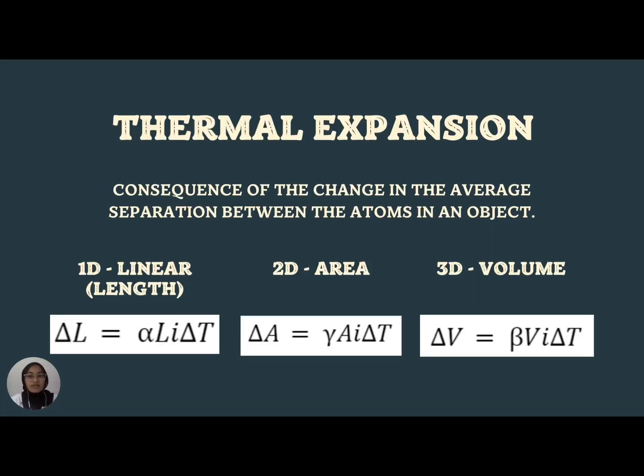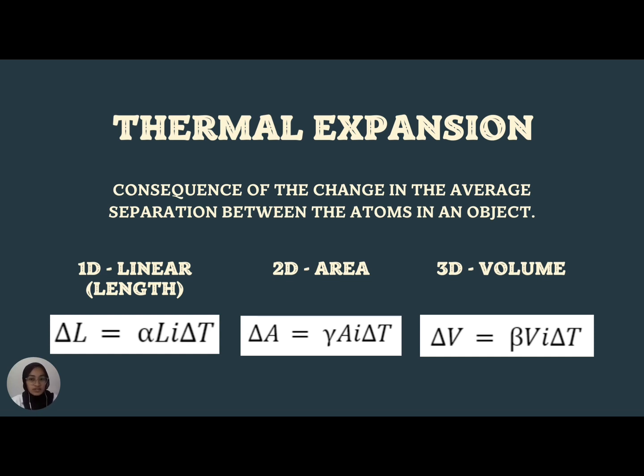First, thermal expansion is a consequence of the change in the average separation between the atoms in an object. So we have three types of thermal expansion: 1D for length, also called linear expansion, 2D for area, and 3D for volume. For 1D, we use the equation ΔL = αL_initial ΔT, where α is the average coefficient of linear expansion.